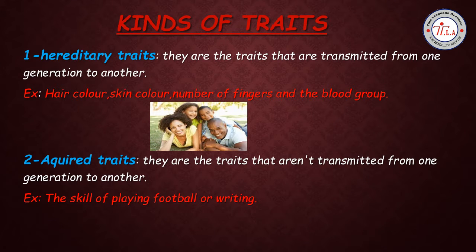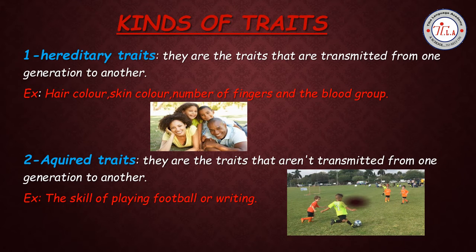Number 2, acquired traits. They are the traits that aren't transmitted from one generation to another, like the skill of playing football or writing.